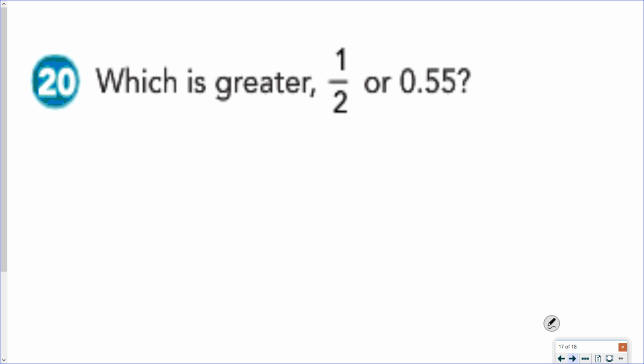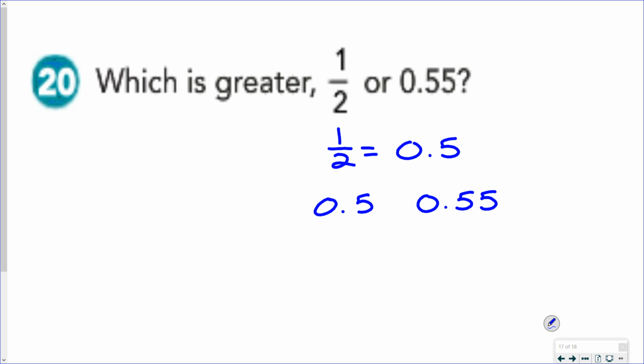And which is greater, 1/2 or 55 hundredths? Well, we know that 1/2 is 0.5. So if we compare 0.5 to 0.55, whole numbers are equal, tenths are equal. 1/2 doesn't have a digit in the hundredths place, but 55 hundredths does. 5 is greater than nothing, so 55 hundredths is greater.